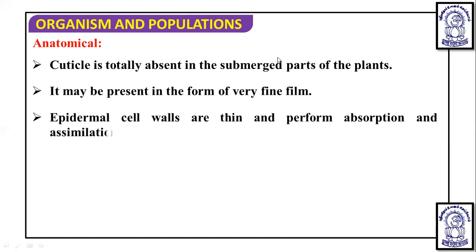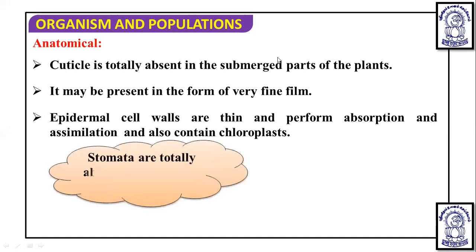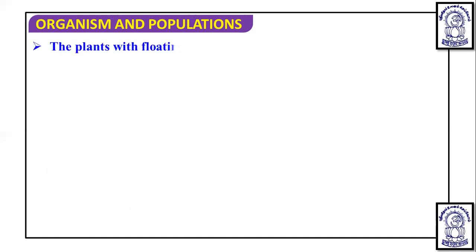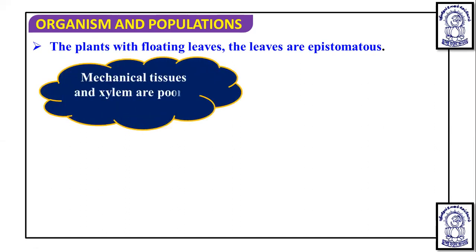Epidermal cell walls are thin and perform absorption and assimilation, and also contain chloroplasts. So they perform photosynthesis as well as absorption. Stomata are totally absent in submerged hydrophytes. Whatever hydrophytes are totally embedded within the water body do not have stomata. In plants with floating leaves, the leaves are epistomatic, meaning stomata are present on the upper surface.